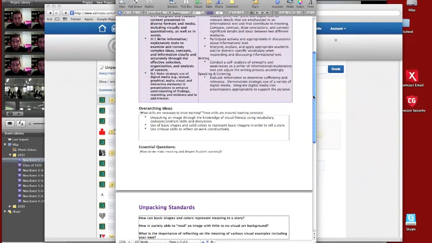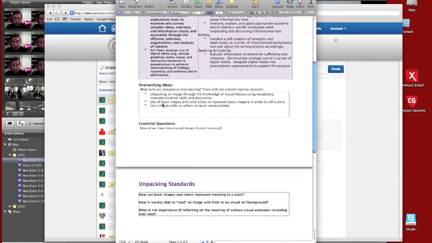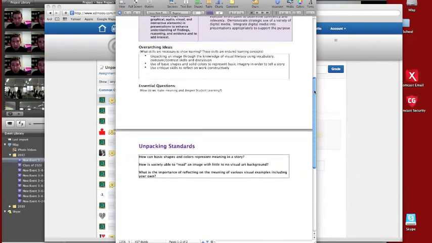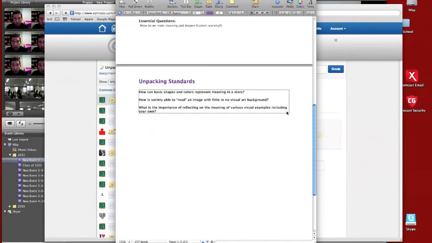And I really like how she worded hers. Unpacking an image through the knowledge of visual literacy using vocabulary, compare and contrast skills and discussion, use of basic shapes and solid colors to represent basic imagery in order to tell a story, and use critique skills to reflect on work. And then how she unpacked those and created questions, she has here.